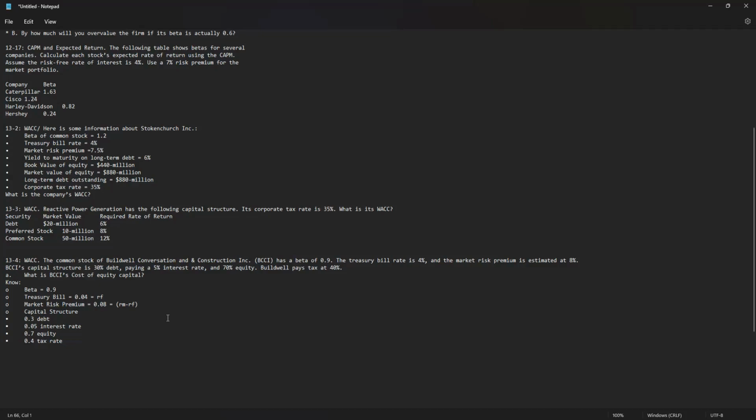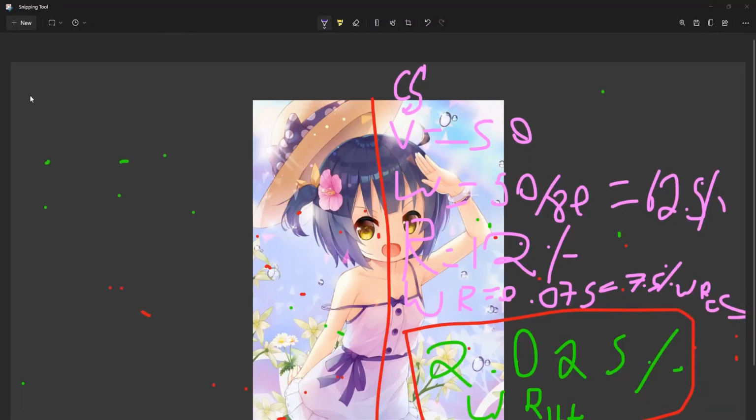Now that we know that, we need to figure out what formula we're using. If you've been following along, you'll know that the formula we're using is RF plus beta multiplied by RM minus RF, and this is the expected rate of return. Now let's plug everything in.